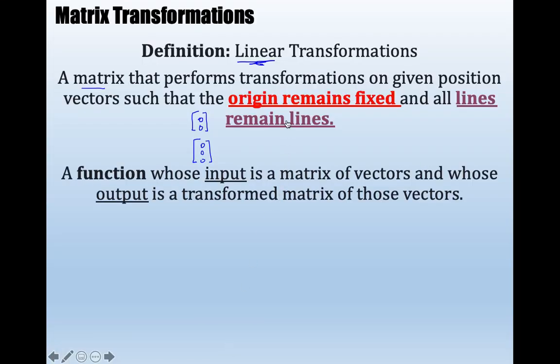Let's look at this next one. What do I mean by all lines remaining lines? That transformation that I just showed you, notice the origin stayed where it was, and that the vectors 0, 1, and 1, 0 stayed in the transformation. When you saw the transformation of space, the grid was still a grid of lines. So I'll show you an example of a non-linear transformation.